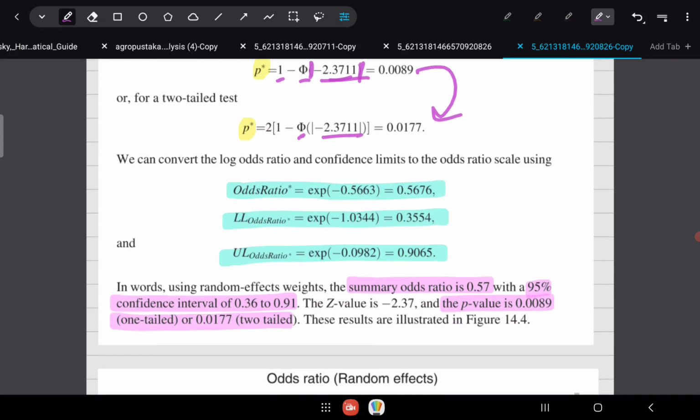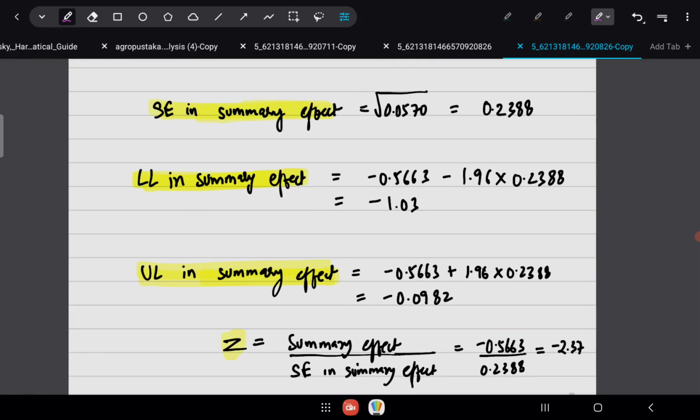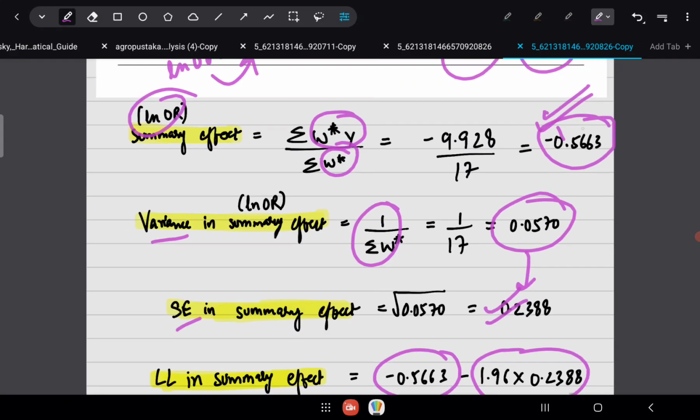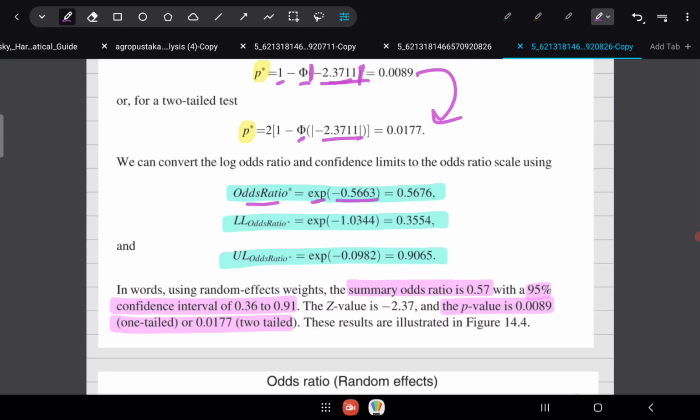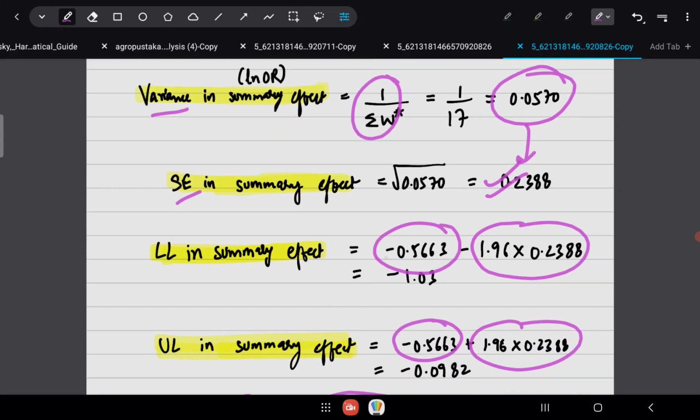Okay, and finally at the end, because everything was in natural logarithmic form, to report the summary effect in the actual form, you can convert it back into exponential form. So odds ratio will be the exponential of the natural logarithm of odds ratio. So the natural logarithm of odds ratio was minus 0.5663. So you will take the exponent of that, and this is the actual odds ratio. The lower limit will be the exponent of the lower limit of the natural logarithm of odds ratio. So here the lower limit of the natural logarithm odds ratio was minus 1.03.